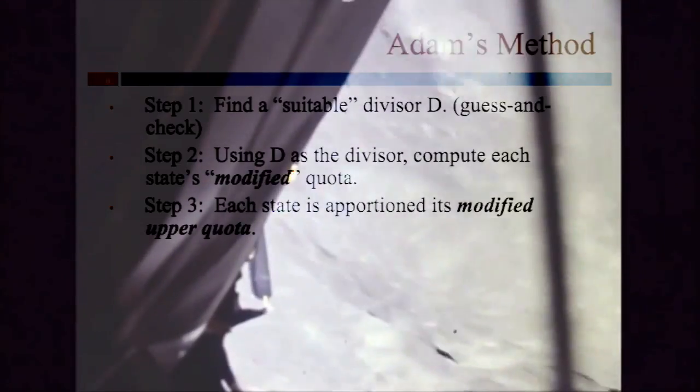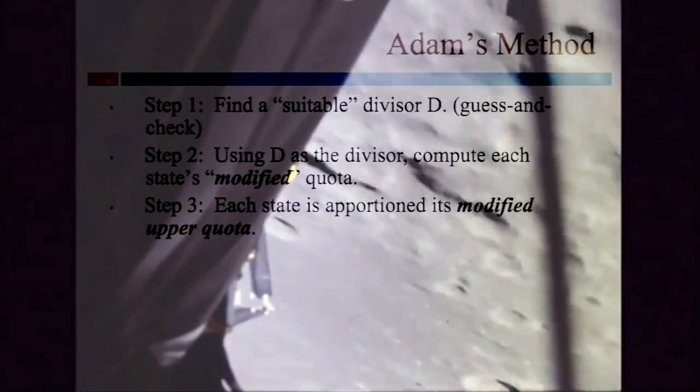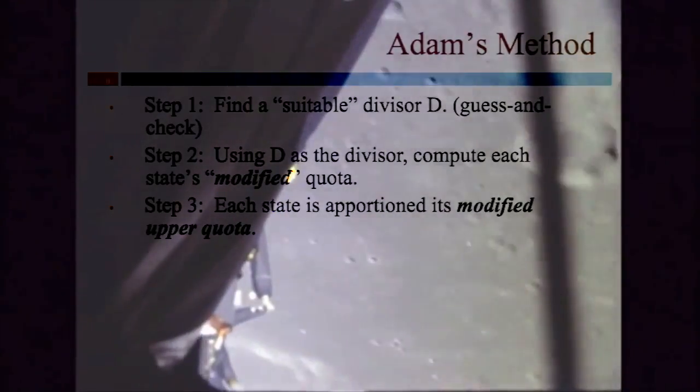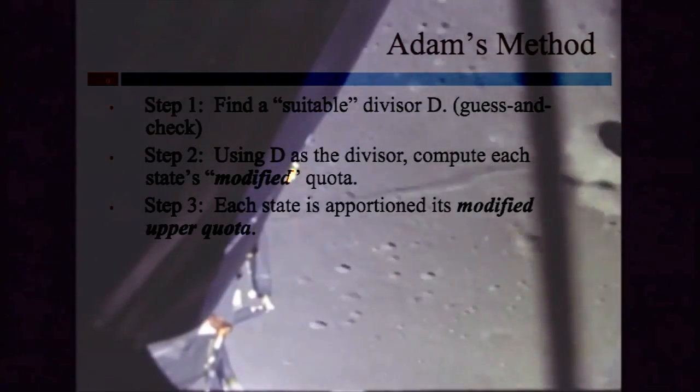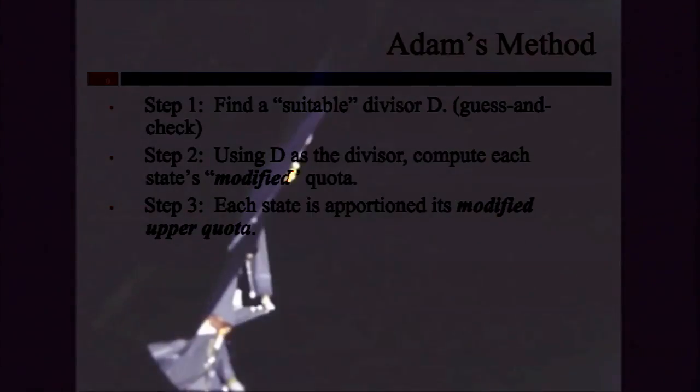This section's on apportionment, Adams method. Alright, Adams method is very, very similar to Jefferson's method. The only difference here is that we're using upper quota instead of lower quota.